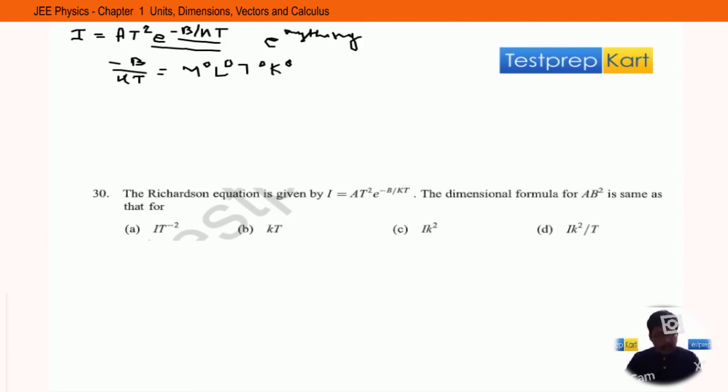So in that case, we can write B as M to the power x1, L to the power x2, T to the power x3, and K to the power x4. Right? So in this particular section, if I cross multiply it, we get two more things, that is K to the power −1 and T to the power −1.